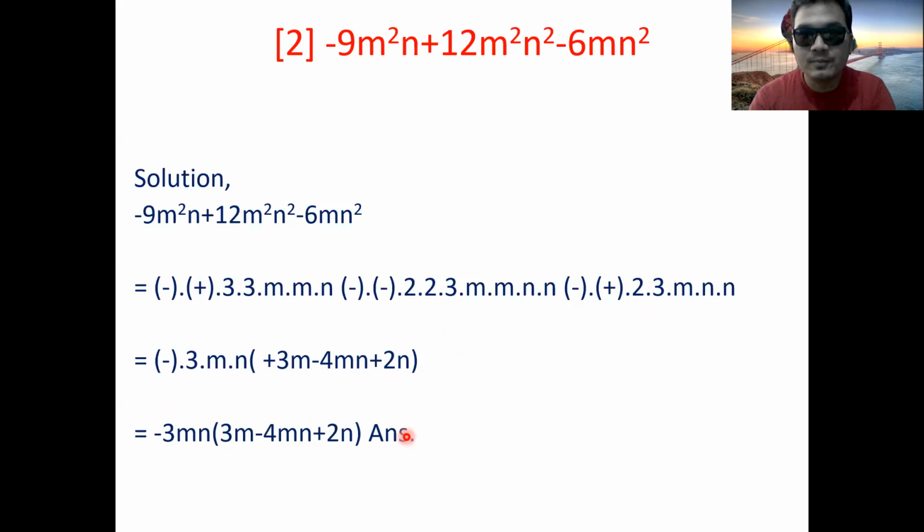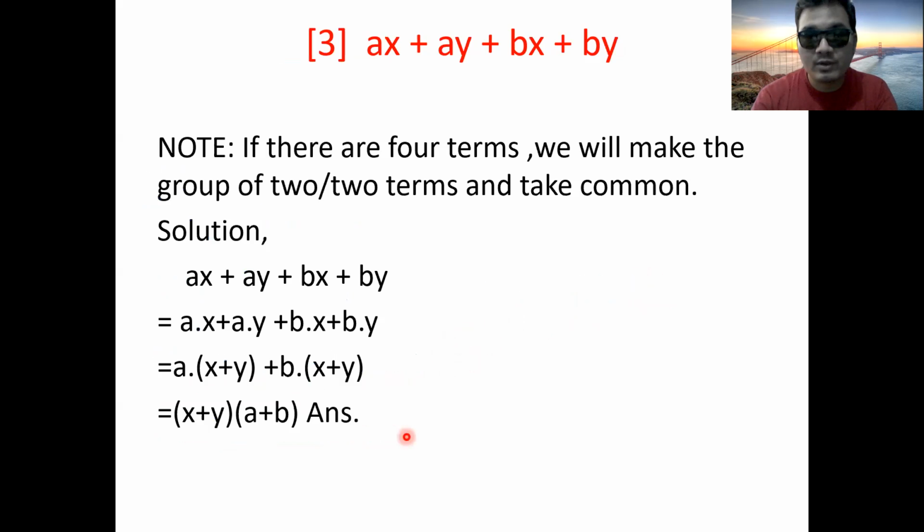Like this we take the common. Okay, now let's move to the next one, next slide. Okay, here this is ax plus ay plus bx plus by. There are 4 terms. In such a case, what is done? Note, if there are 4 terms, we will make groups of two terms and take common. And look here, as I told you, there are 4 terms, then make a group of these 2 terms and make a group of these 2 terms.